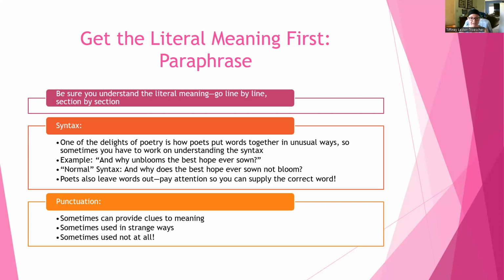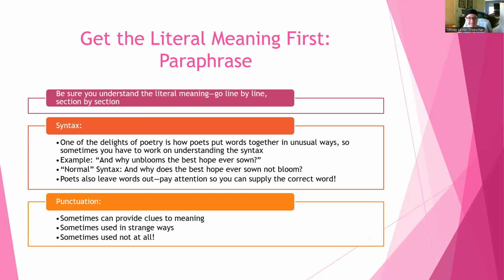And I have an example here that says, "And why unblooms the best hope ever sown?" That's a very weird way of asking a question. The words are not in the order that we are accustomed to. So you have to put it in our normal syntax. That question, the way we would ask it, would read, "And why does the best hope ever sown not bloom?" Right? Unblooms, not bloom.